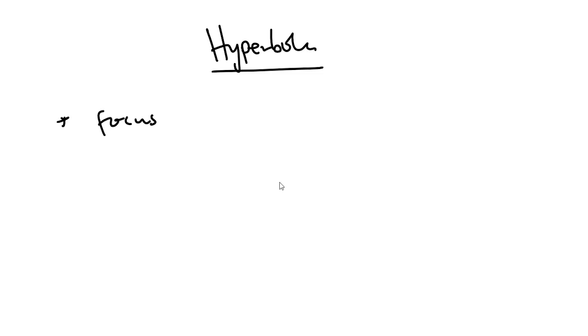The line containing the foci is called the transverse axis. The graph is made up of two parts called branches. Each branch intersects the transverse axis at a point called the vertex. Now, let me give you a diagram that represents what I'm talking about here.